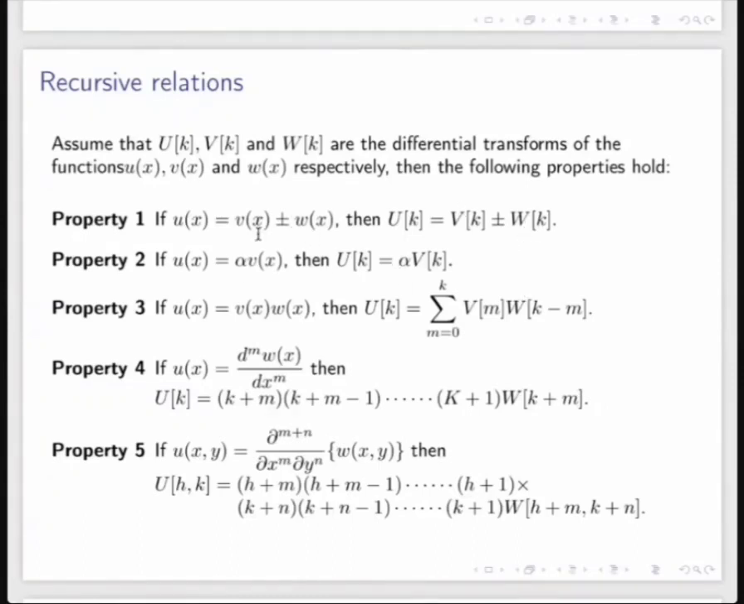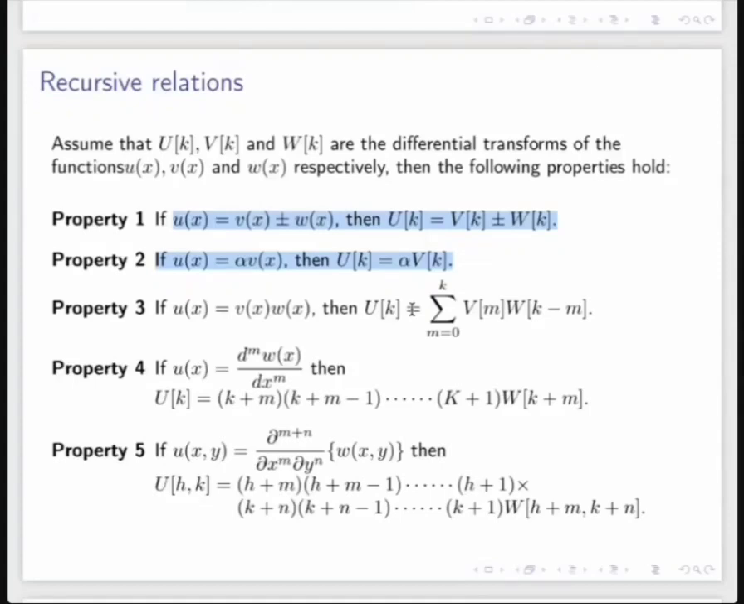And the linearity property of differential transform is inherited from the linearity of the derivative operator. Okay, since the derivative operator is linear, your differential transform also becomes linear. So properties 1 and 2 are linearity properties.